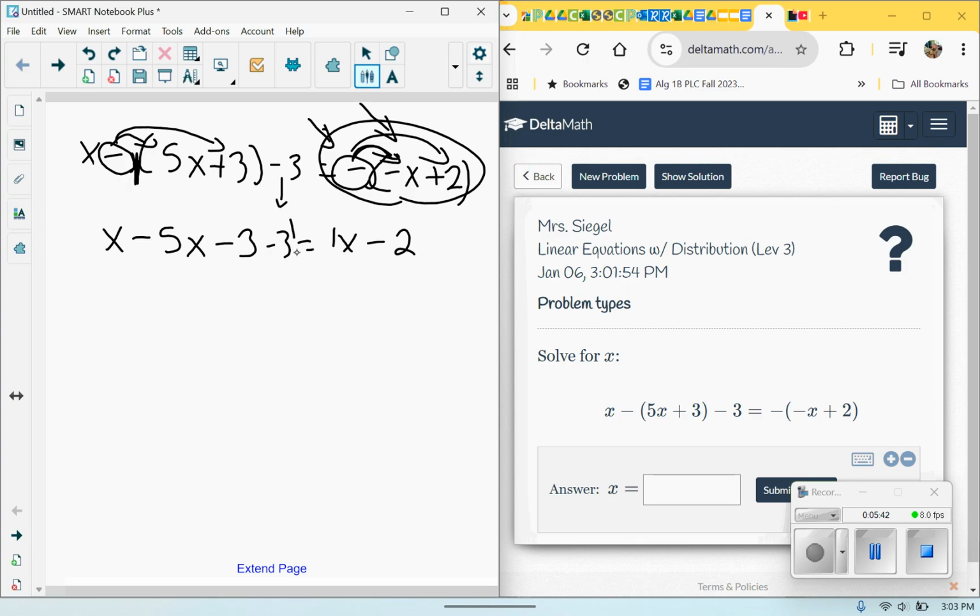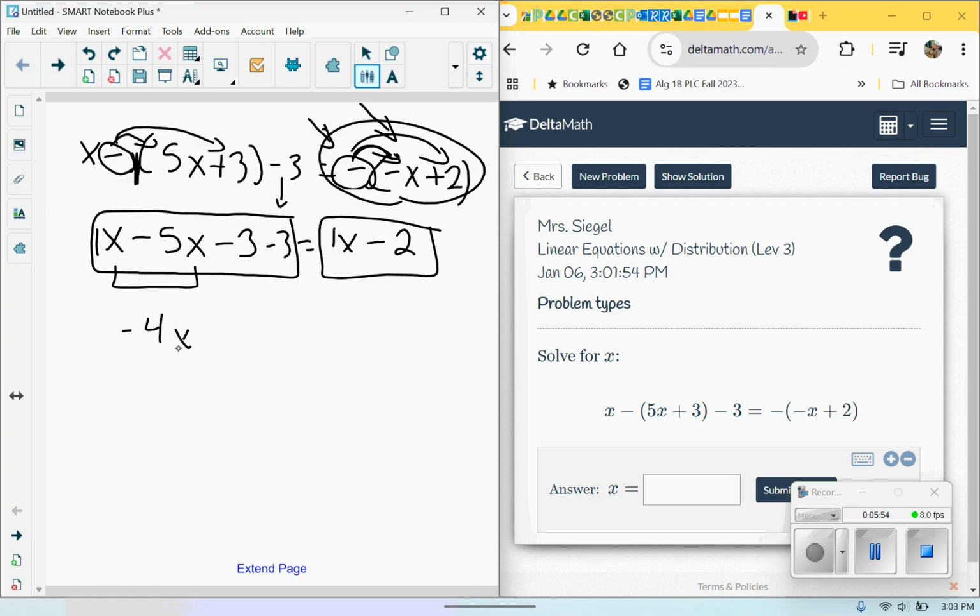Okay, so now we are going to combine like terms on both sides. So right here, I have 1x minus 5x is -4x, and -3 minus 3 is -6. And then over here, I really can't do anything, so I'm just going to drop that down like that. If you need to put the 1 there, feel free to.